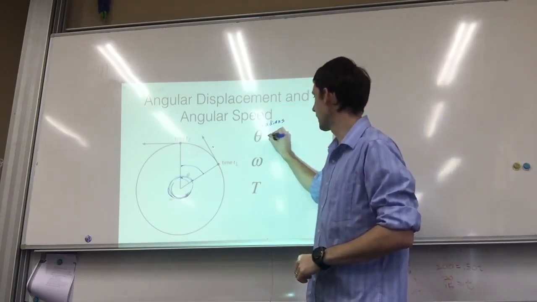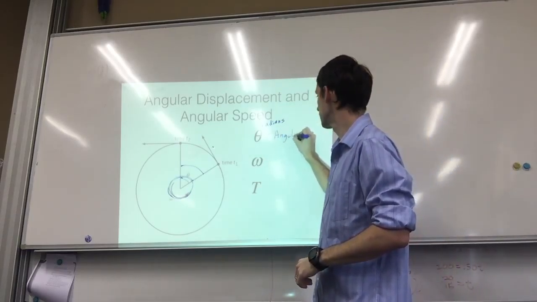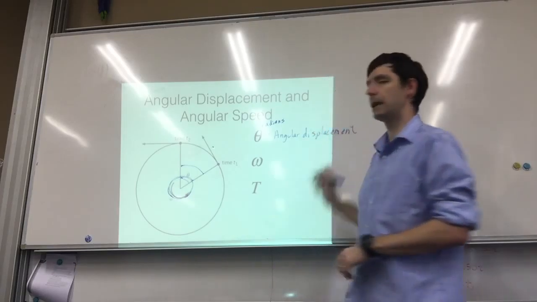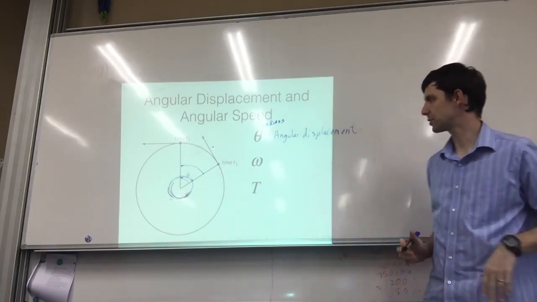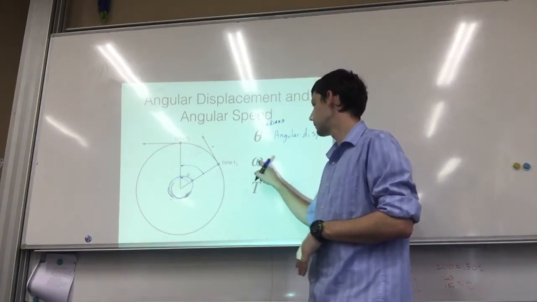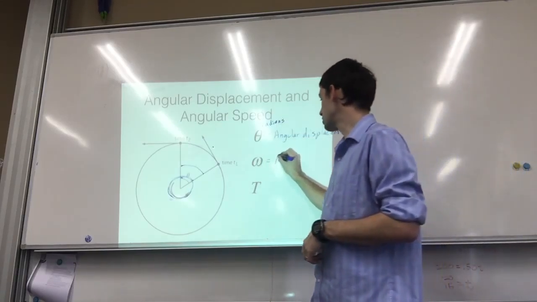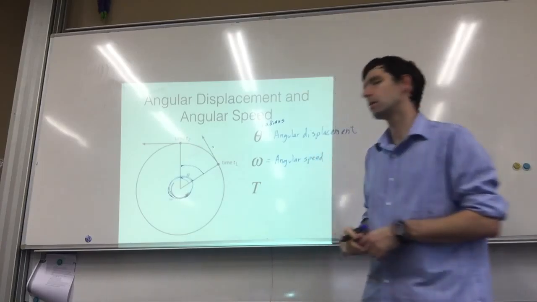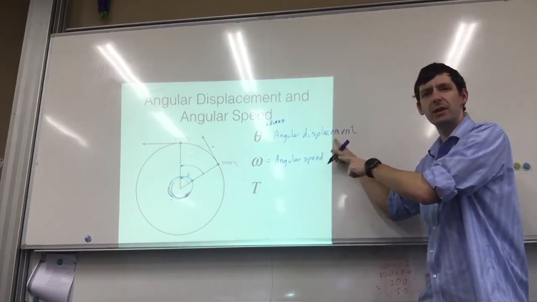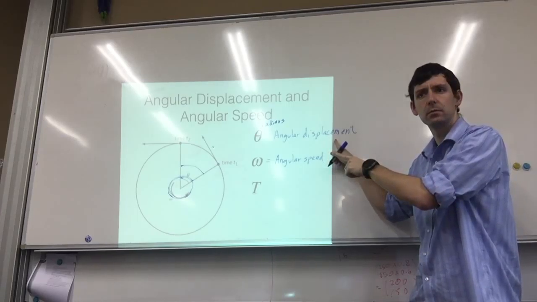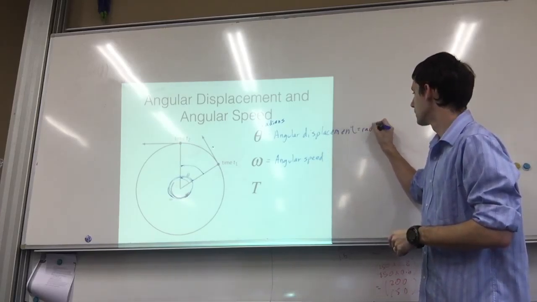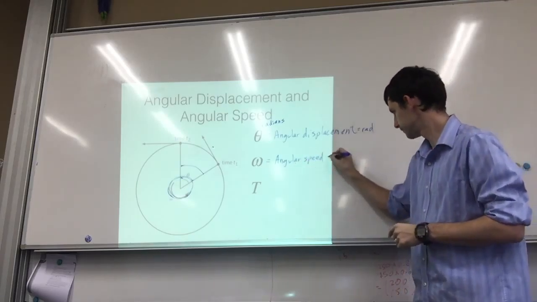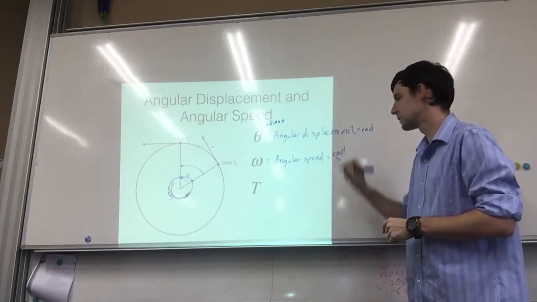So theta is our angular displacement. Okay, and angular displacement again is just how many radians I've rotated through. Omega, this is omega, and omega was the angular speed. Okay, so what would units of angular displacement be? Radians. Okay, so what would the units of angular speed be? Radians per second.